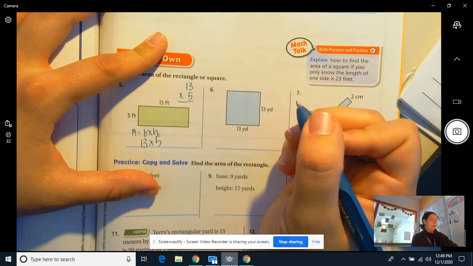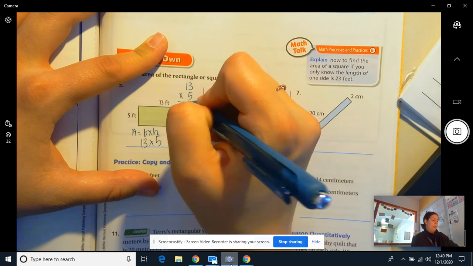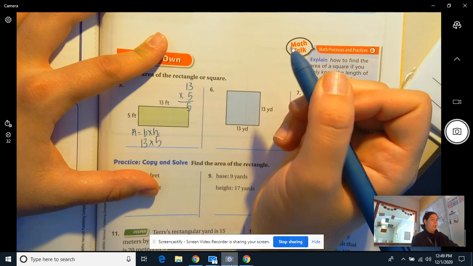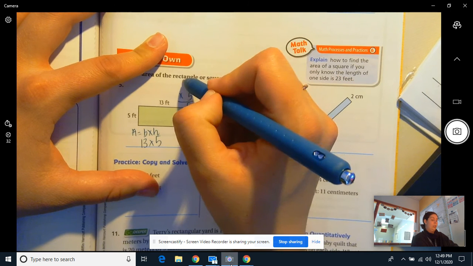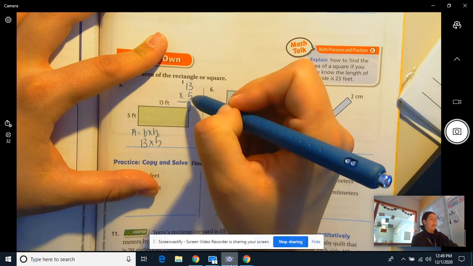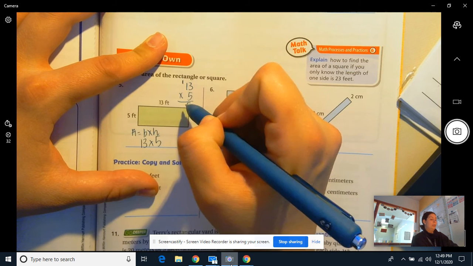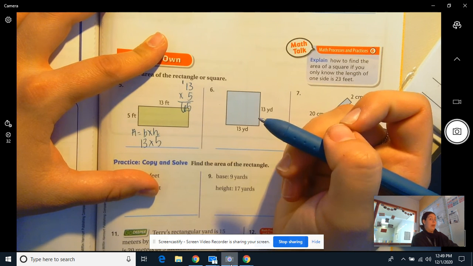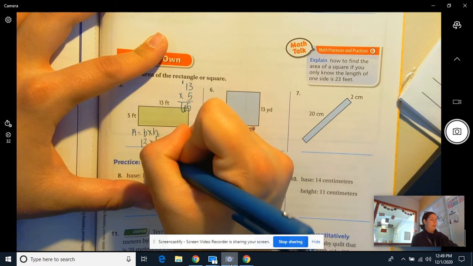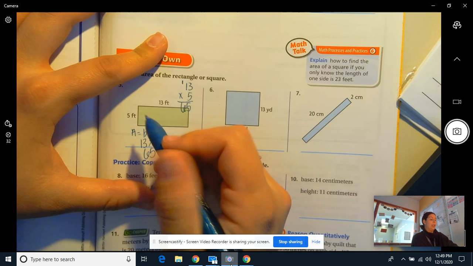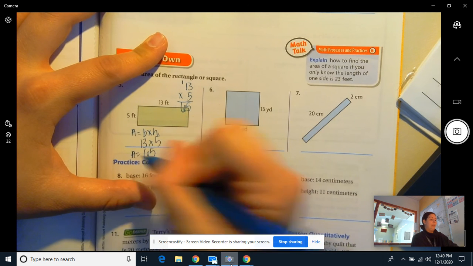5 times 3 is 15. Okay, drop my 5. What do I do with the 1? Put it by the other one. Carry it. Good. 5 times 1 is? 5. Plus 1 more? 6. So 65, is that what you got? Yep. How do I write my answer? I write area equals 65 what?